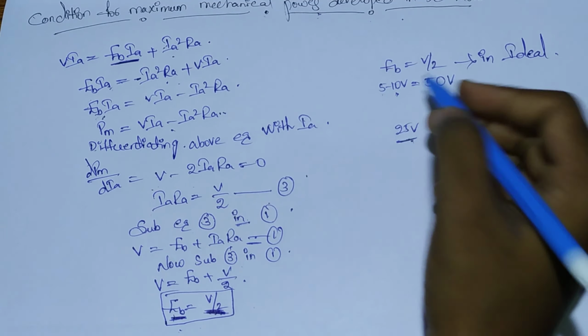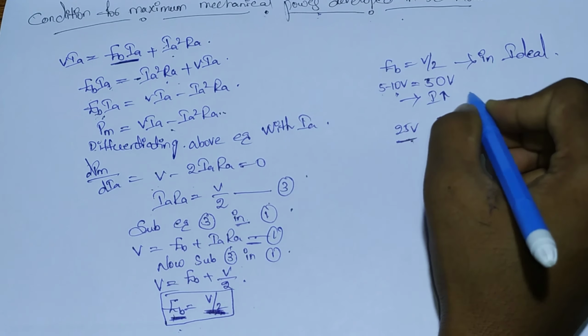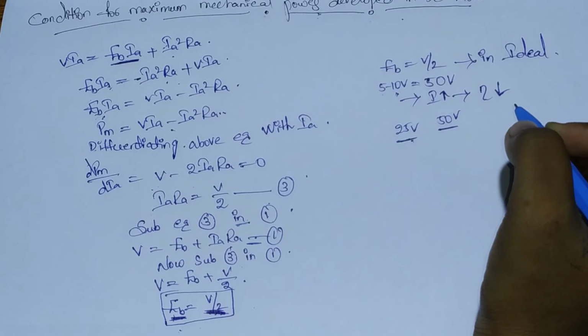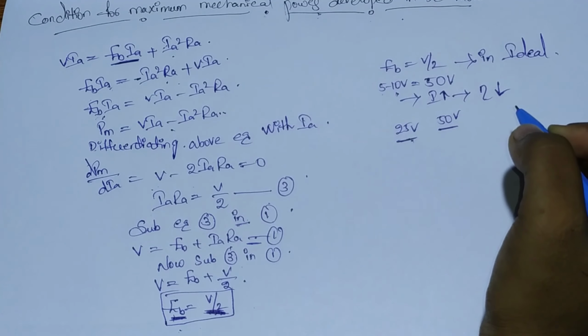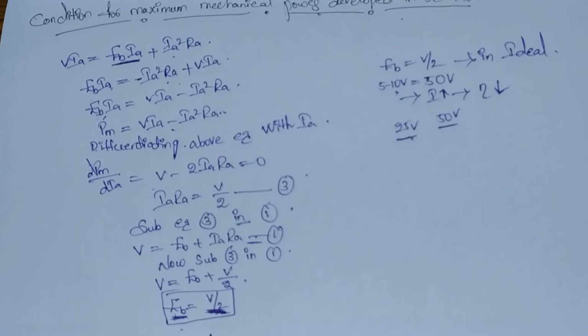So by that way, what happens here? The current will increase. Due to the increase in the current, whatever the efficiency is there, that will be reduced. That is very, very less than 50%. So this condition will not be applicable for the ideal case. I hope that you can get a clear idea about this.